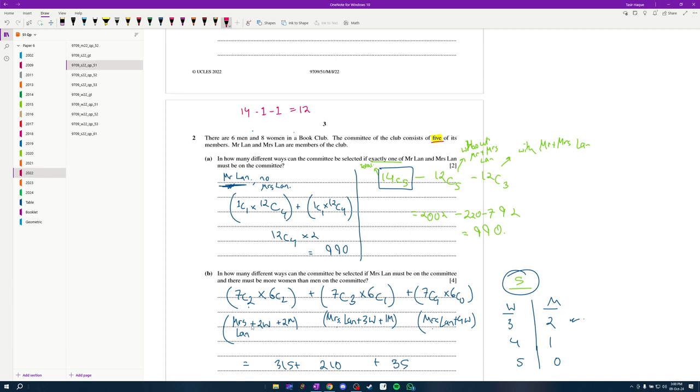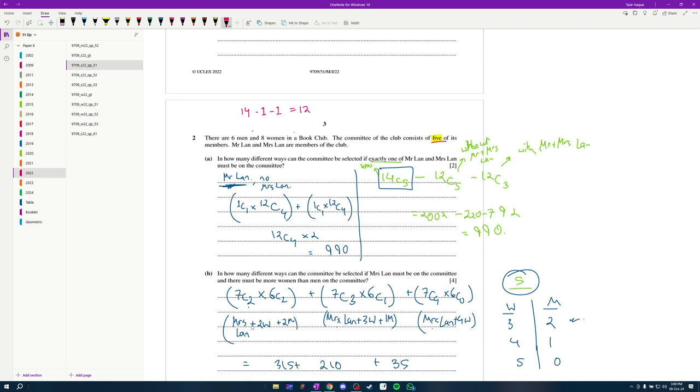Out of 12 people, I have to choose 4. And for the other one, I took Mrs. Lan in, which is 1C1. And from the remaining 12, because I have to exclude Mr. Lan, it's going to be times 12C4, which is 12C4 times 2, or 990.